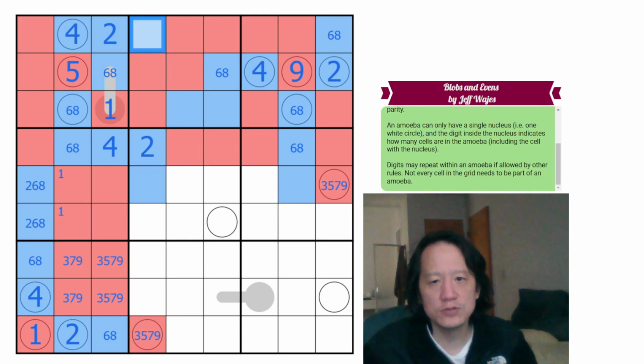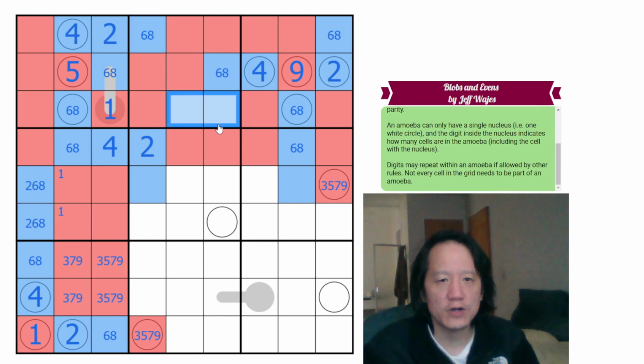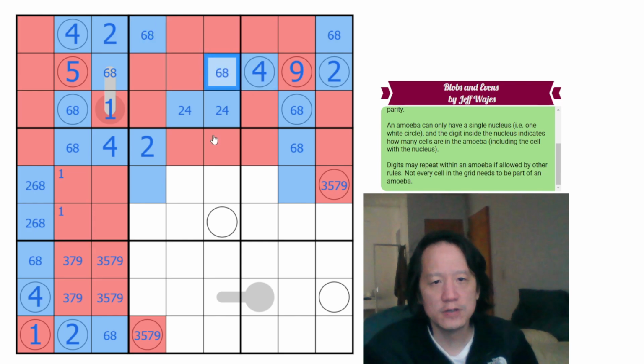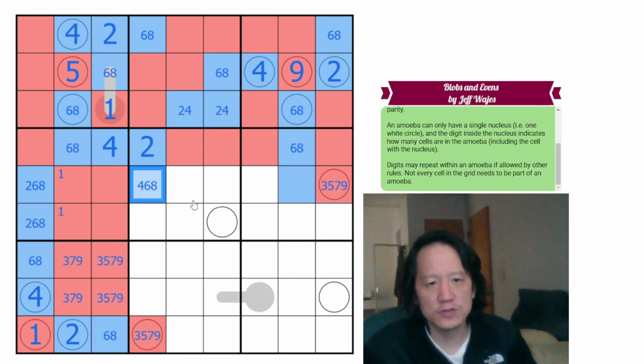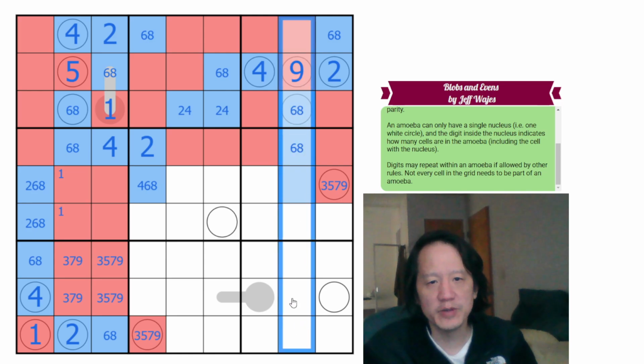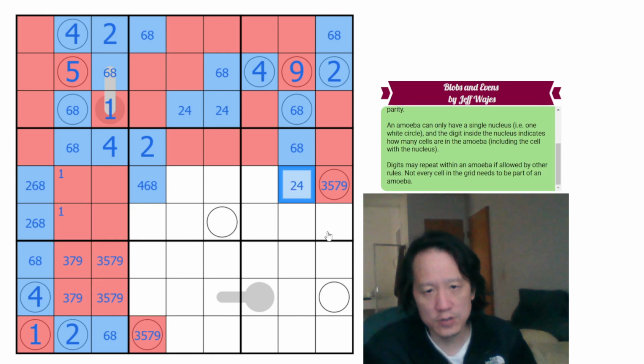This can't be 2. This can't be 4. It's 6 and 8. Therefore, what are the evens in the rest of box 2? It has to be 2, 4 because it can't be 6, 8 because of the 6, 8 pair. Therefore, this is 2 or 4. This is 2 or 4. This could be 4, 6, or 8. This cannot be 6 or 8 because we have a 6, 8, 6, 8 pair in column 8. Therefore, this is 2 or 4.